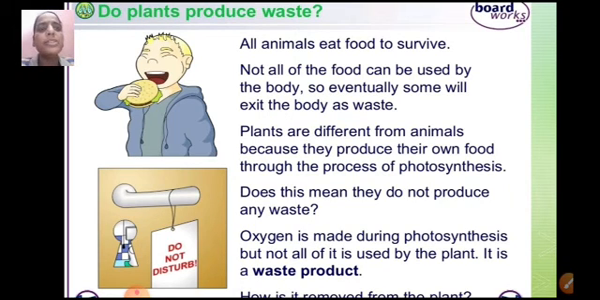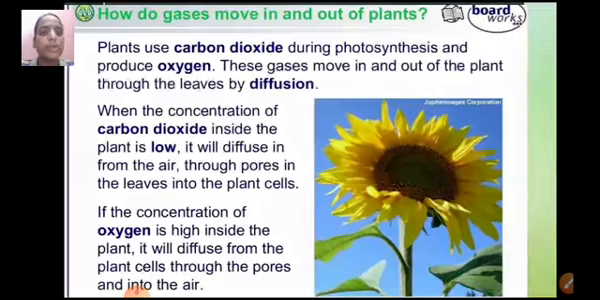So all animals eat food to survive. Not all of the food can be used by our body, so eventually some will exit the body as waste. Plants are also not different from animals because they also produce waste products during the process of photosynthesis. Does this mean they do not produce any waste? Oxygen is made during photosynthesis but not all of it is used by the plant. It is a waste product.